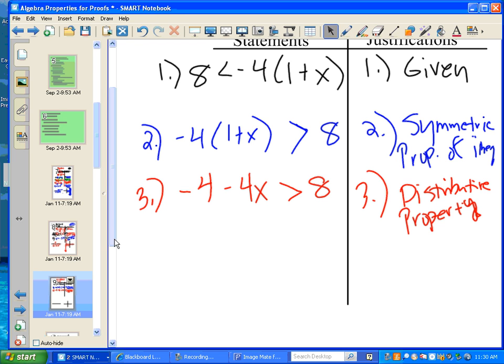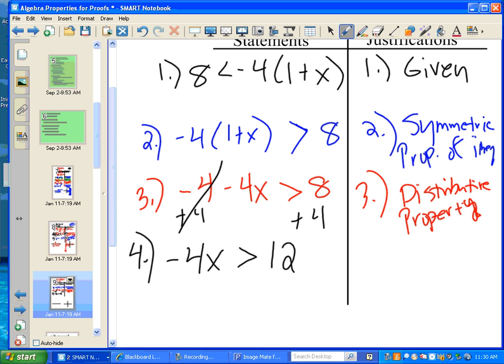All right, next step, 4. Carly, what's the next thing you would do? Good. We're now down to a 2-step inequality. So add 4 to both sides. It's going to cancel on the left. We're left with negative 4x greater than 12. So negative 4x greater than 12.